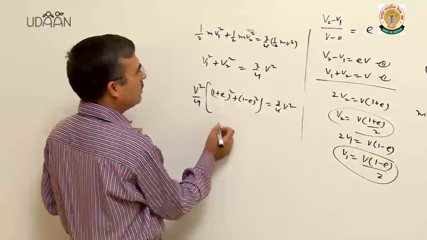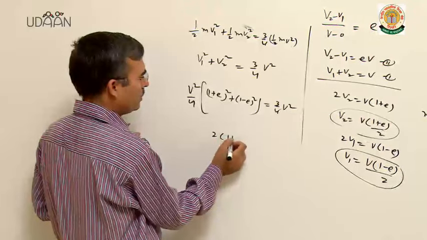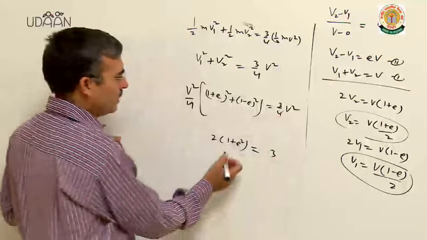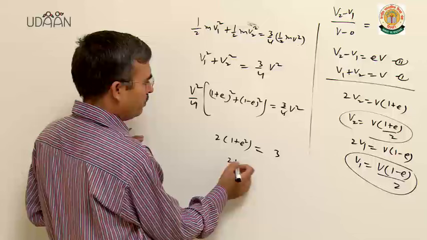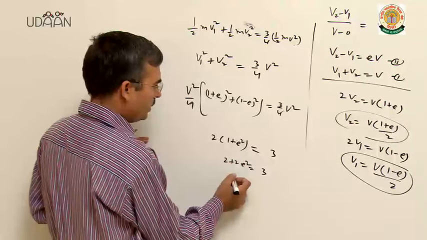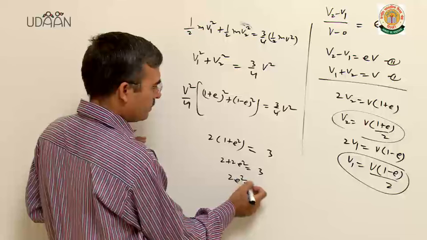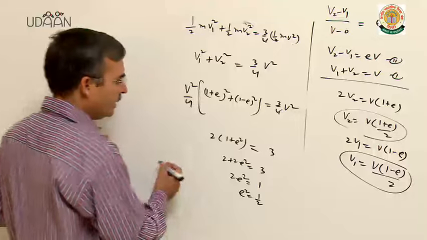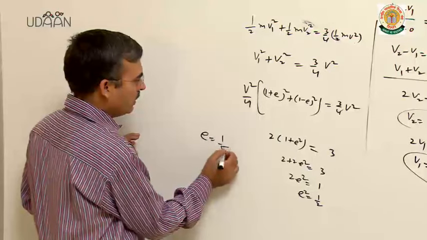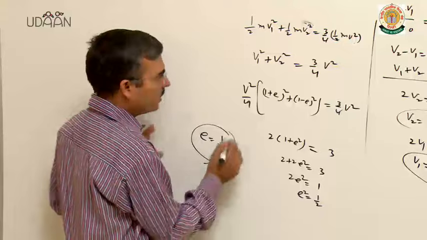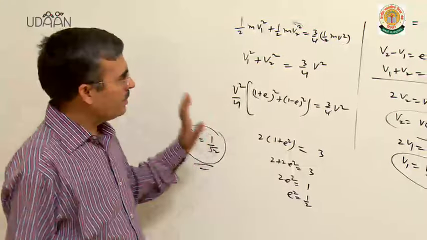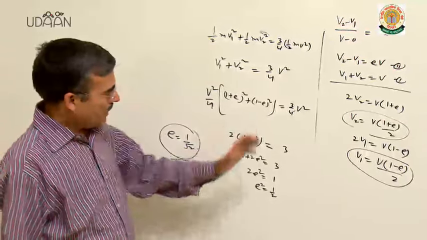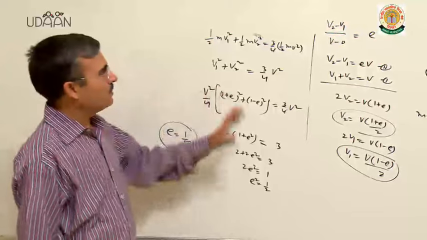So after simplifying it, you will get 2 times (1 plus e square) is 3. So 2 plus 2e square is 3. 2e square is 1. e square is 1 by 2. It means e equal to 1 over root 2. So in this question we have applied conservation of linear momentum and Newton's experimental law, and in this way we have calculated the coefficient of restitution. Okay.